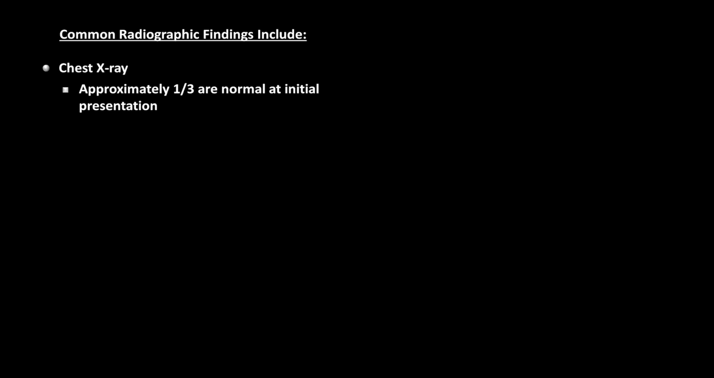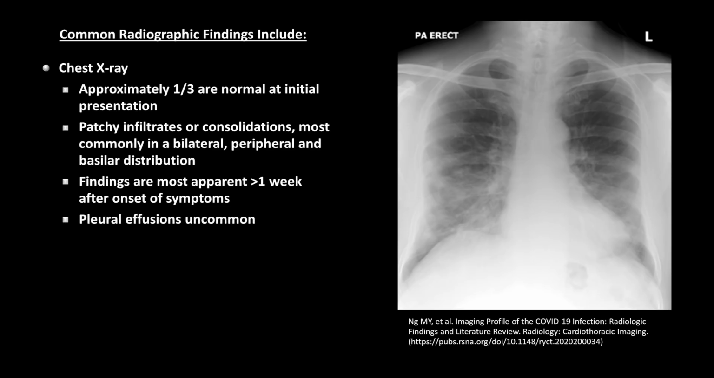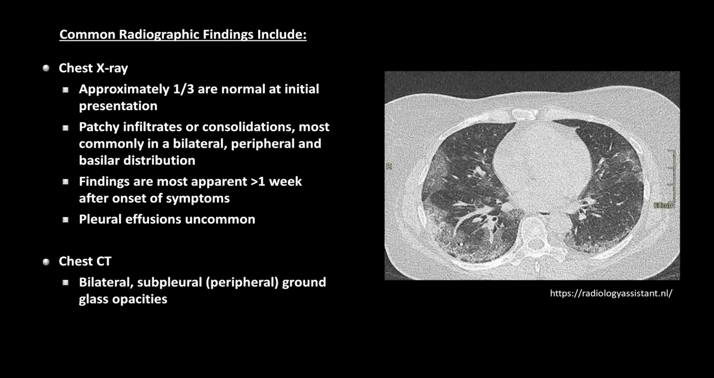However, the majority of patients show patchy infiltrates and/or consolidations, most commonly in a bilateral, peripheral, and basilar distribution. These findings and this pattern becomes most apparent at least 1 week after the onset of symptoms. Pleural effusions are uncommon. On chest CT, most patients have bilateral subpleural ground glass opacities, and as with plain chest films, consolidations can be seen, particularly late in the illness.